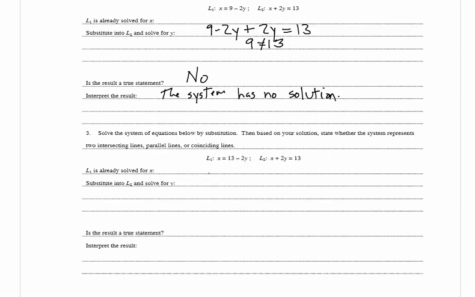So we have 13 minus 2y, plus 2y is equal to 13, and negative 2y and 2y give us 0y, and we have 13 is equal to 13. Then they ask, is the result a true statement? The answer is yes. And because we have a true statement, the system has an infinite number of solutions.